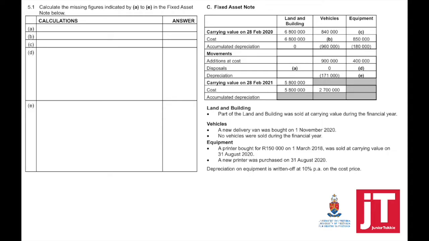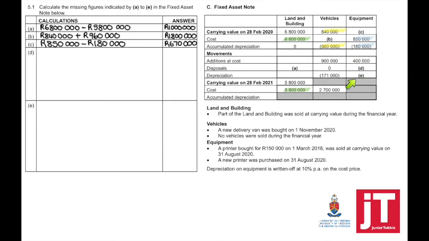Question 5.1. To solve A, disposal of land and buildings, we have to take the balance in the beginning and the balance at the end, and the difference will equal the disposal. To calculate B, cost minus accumulated depreciation equals the carrying value. So if I want to calculate the cost, we need to take 840,000 plus 960,000. Number C, to get the carrying value in the beginning, cost minus accumulated depreciation equals the carrying value.